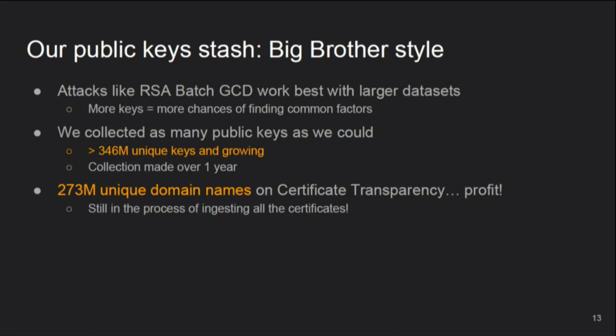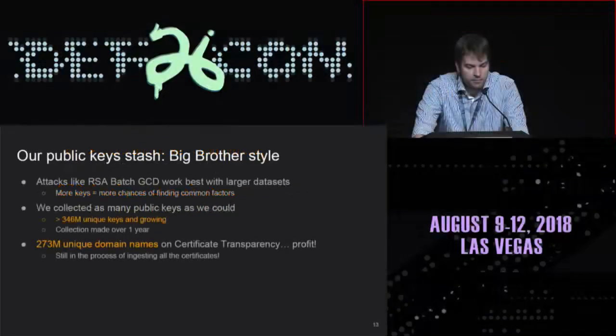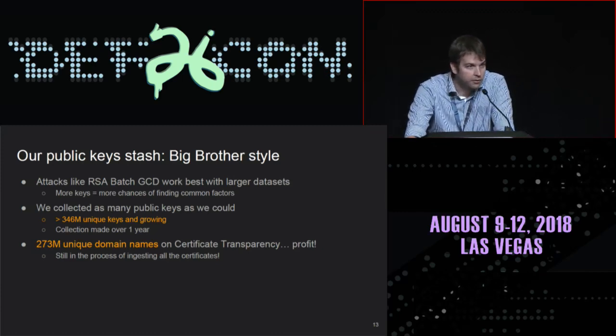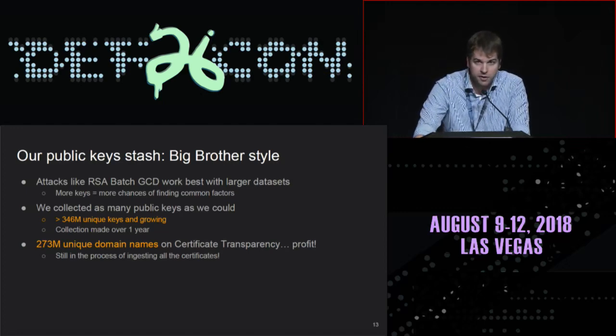So why is it interesting to actually have as many public keys as we can? When you run batch GCD on RSA keys, you are looking for common factors, right? So the more keys you have, the more chances there are of having two keys with a common factor in the dataset. So this is why it's good to have as many as possible. And we currently have over 340 million keys. This is still growing. We're still ingesting keys from certificate transparency.